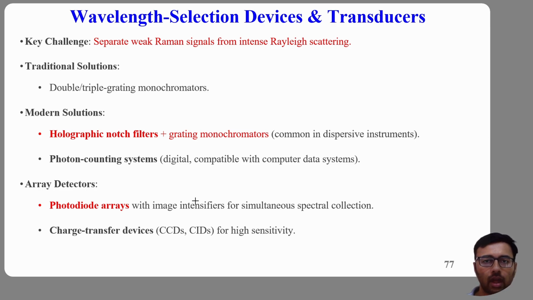For near IR Raman systems, special detectors are required because the photons have lower energy. Common choices include germanium detectors, indium gallium arsenide detectors, and cryogenically cooled semiconductor detectors. Cooling is essential because thermal noise can easily overwhelm weak signals.